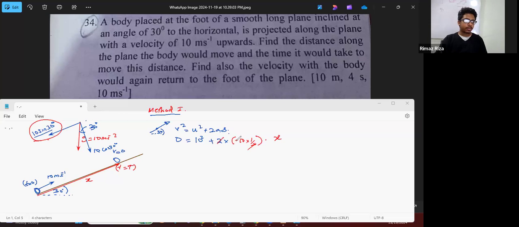Only this component will affect the motion. So minus 10x takes to the side, plus 10x equals 10 into 10, 10 squared. So this 10 and this 10 cancel, so x equals 10 meters.